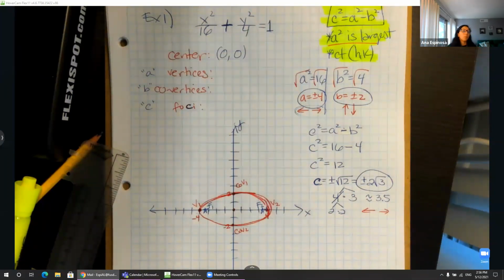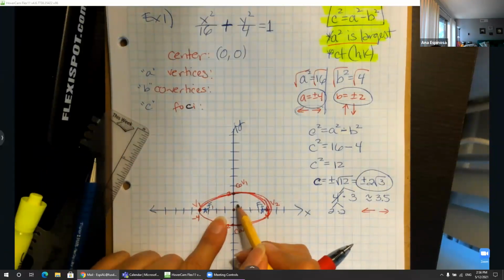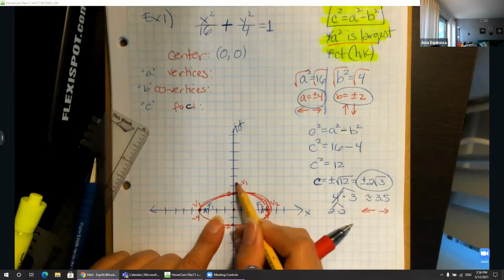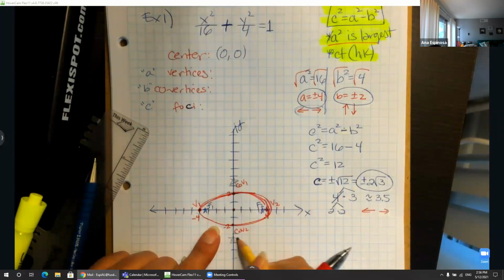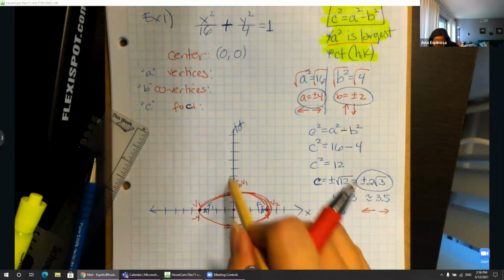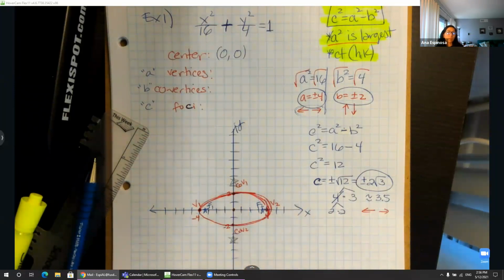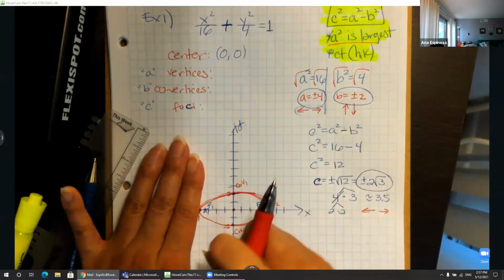Make sure that you do not put the focus points on the other side. Let's suppose you make a mistake and go 3.5 units on the other side. They are outside of the ellipse. Everything has to be contained in that little egg. So if you accidentally put these, sometimes they'll come out and you're like, wait, that looks weird. They're not outside, they're inside the ellipse. So that's one way to check. If this number is bigger than the 2, you can tell.